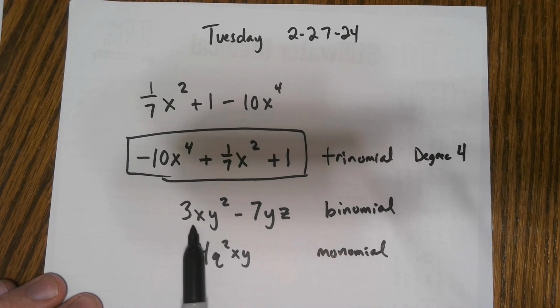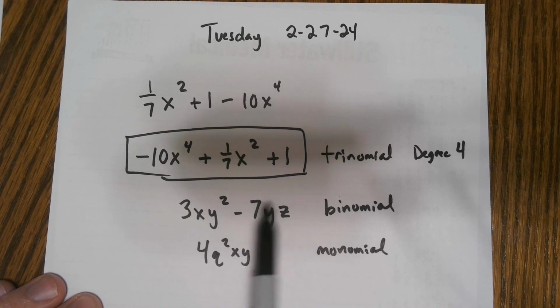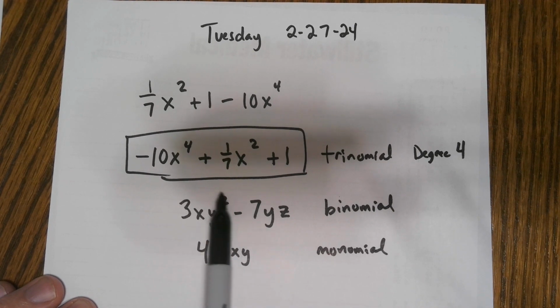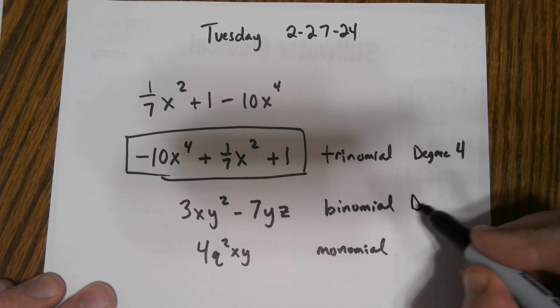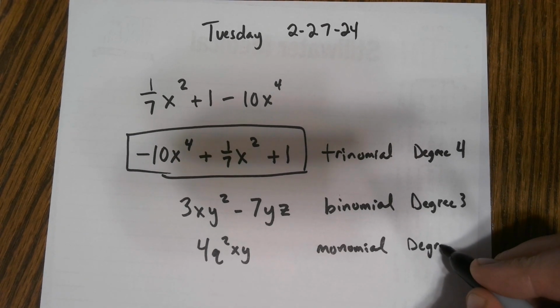Looking at the binomial, I have x and y both in this term. Since they're in the same term, I do add the exponents together. So this would be 1 plus 2, which is 3. This term has a degree of 3. And over here, I just have yz, so 1 plus 1 is 2. I go with the highest one, which is this one, and so I would have a degree of 3. And then on my monomial, it's all one term, so I consider the exponents for all variables. I have 2 on the q, 1 on the x, 1 on the y. 2 plus 1 plus 1 is 4. So that would be a degree of 4.